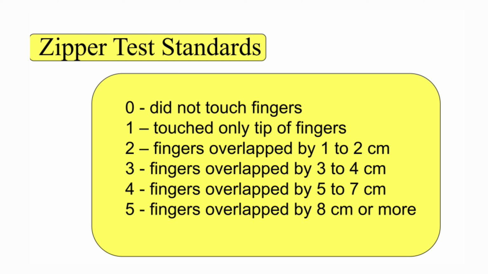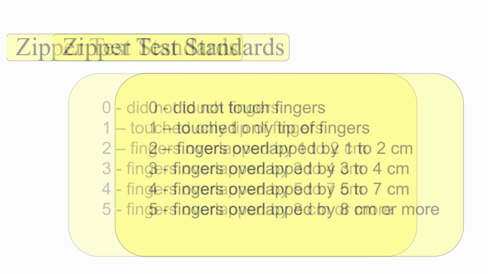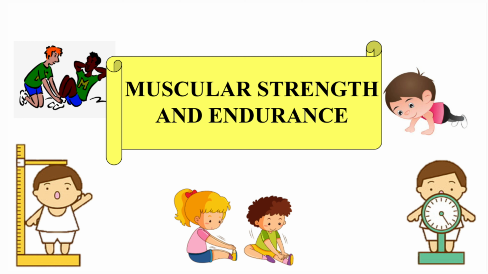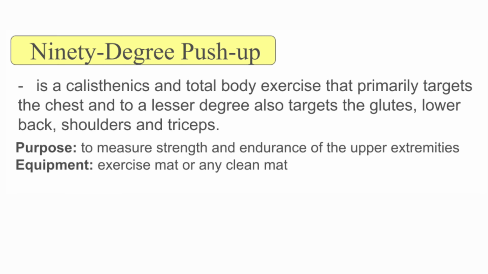Here are the zipper test standards. The next health-related fitness test is muscular strength and endurance. The first test is the 90-degree push-up.